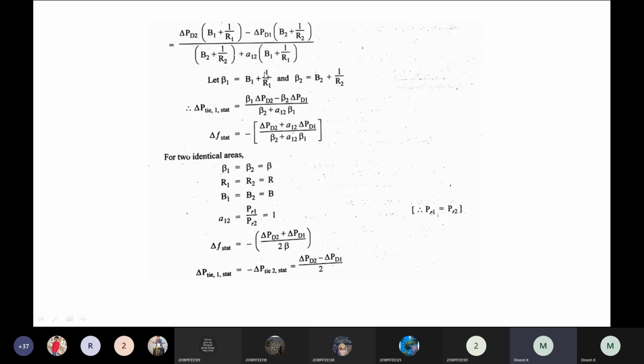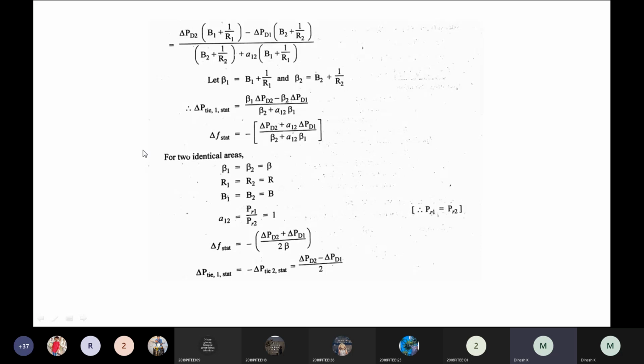ஸோ இந்த பெரிய ஈக்குவேஷனை சப்ஸ்டியூட் பண்ணும்போது I have del P tie 1 stat as beta1 del PD2 minus beta2 del PD1 divided by beta2 plus A12 times beta1. சரியா? ஸோ இது வந்து கிடைக்கும். அதே போல் del F statலையும் இந்த சிம்பிளிஃபிகேஷன் நான் வந்து சப்ஸ்டியூட் பண்ணுறேன். ஸோ del F statல சப்ஸ்டியூட் பண்ணிங்கன்னா minus of del PD2 plus A12 del PD1 divided by beta2 plus A12 times beta1. So now we have change in tie power in static case and change in frequency in static case.